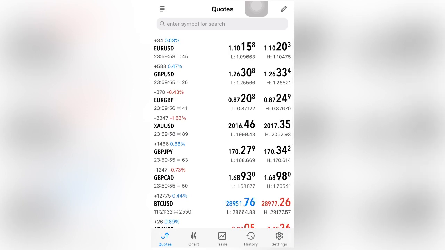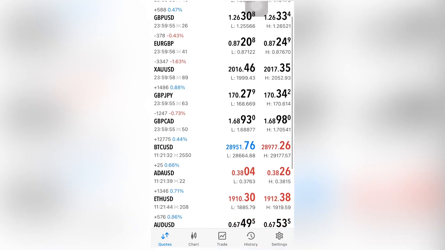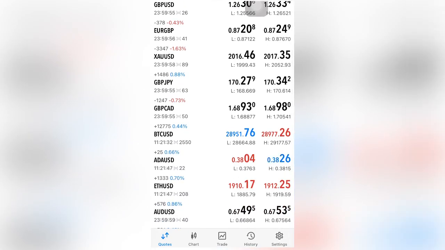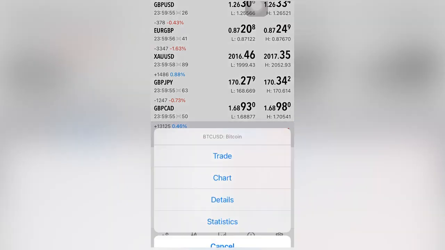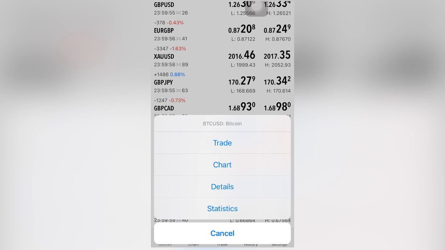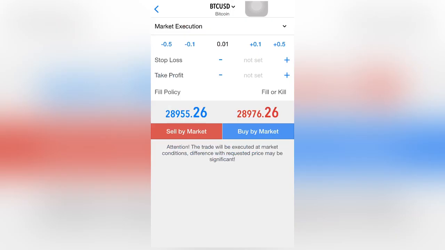As at today that I'm making this particular tutorial, the forex market is closed. As you can see, they are not fluctuating. Their ask and bid price are not fluctuating, but I will be using cryptocurrency to illustrate this, because the market is open. Let me use BTC USD. Now when I click on BTC USD, it's going to show me trade. I'll click on trade. But before going to this trade, what do you need to do?